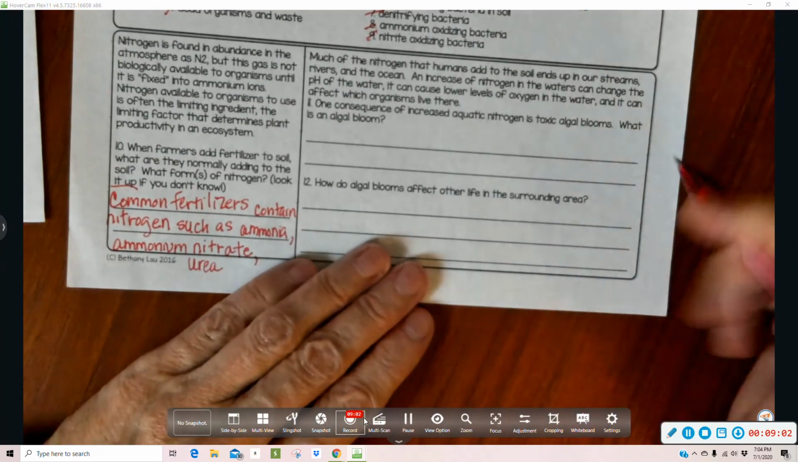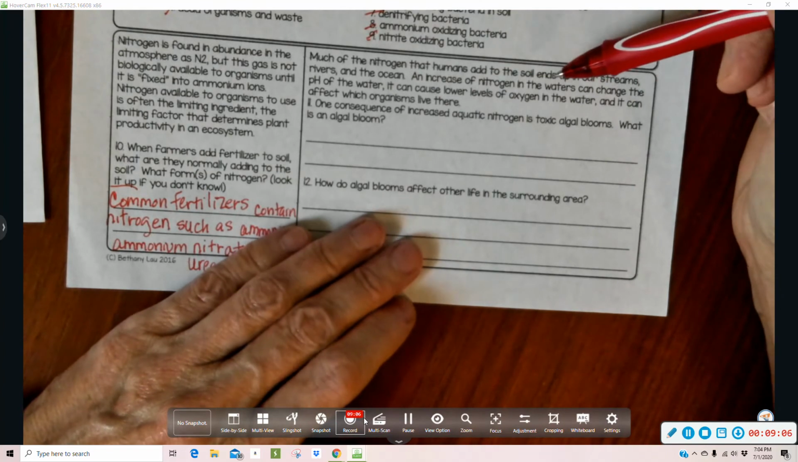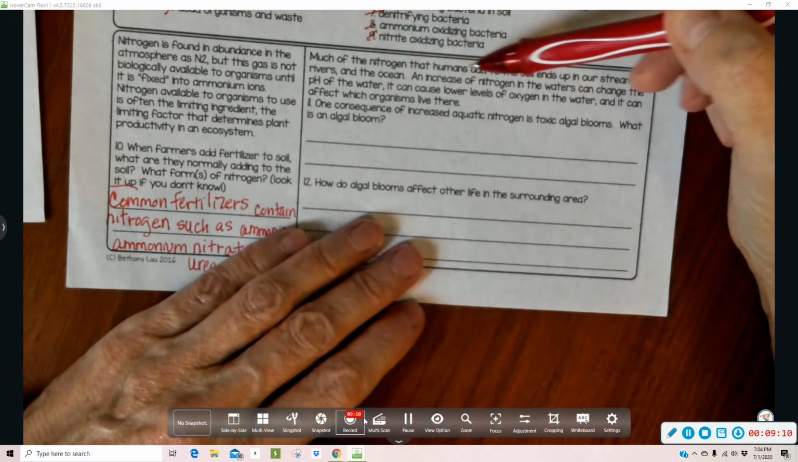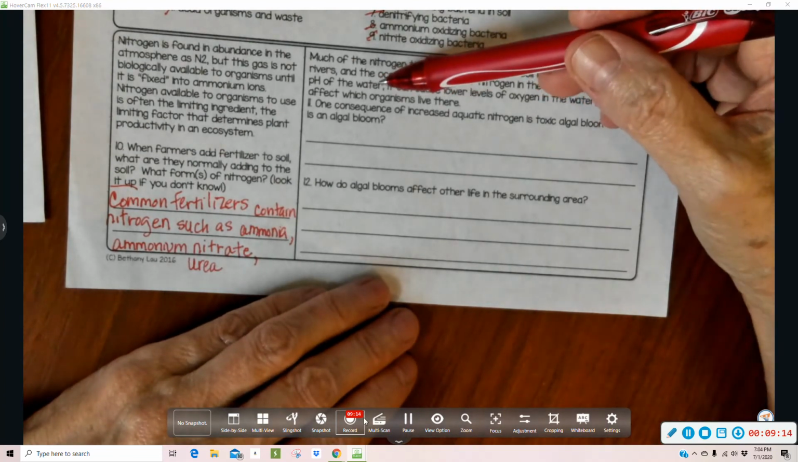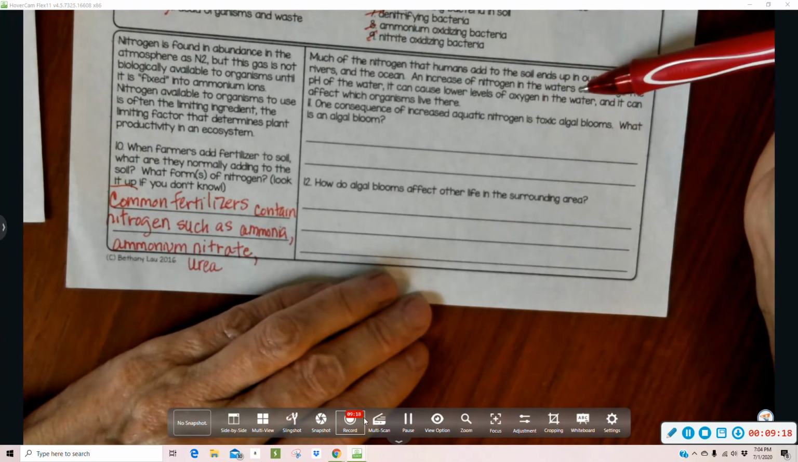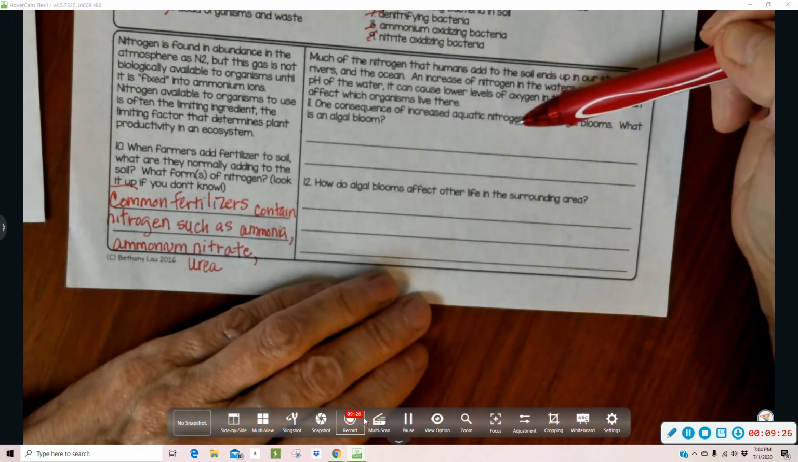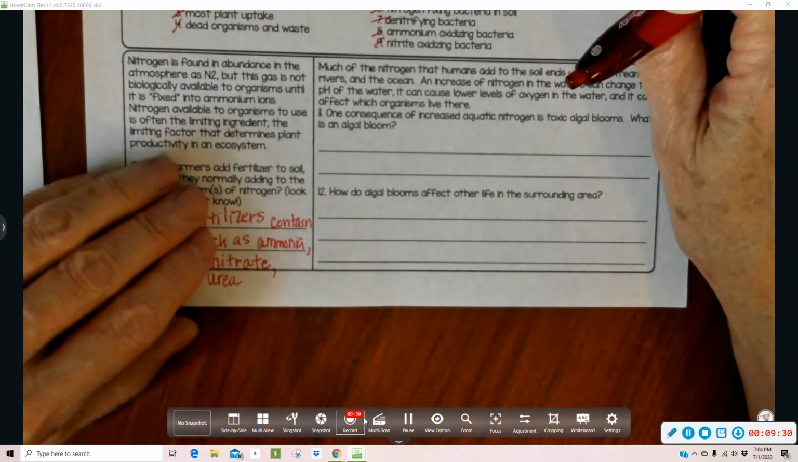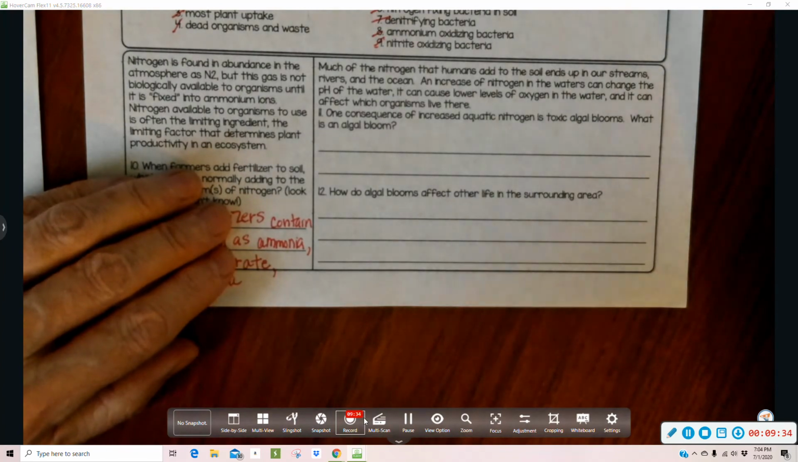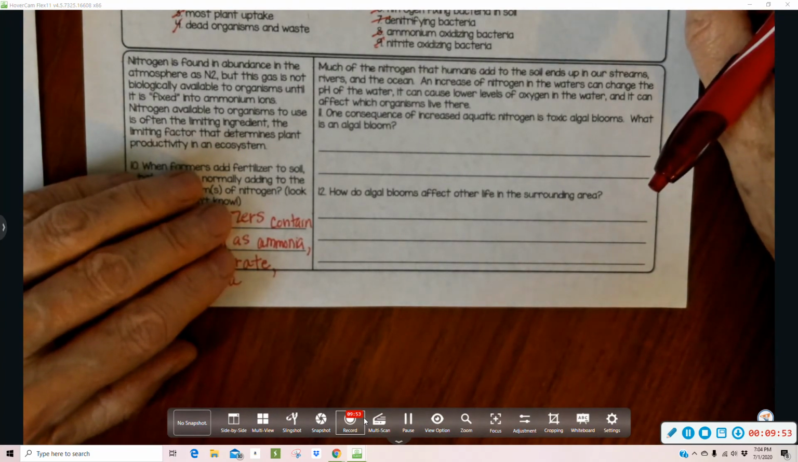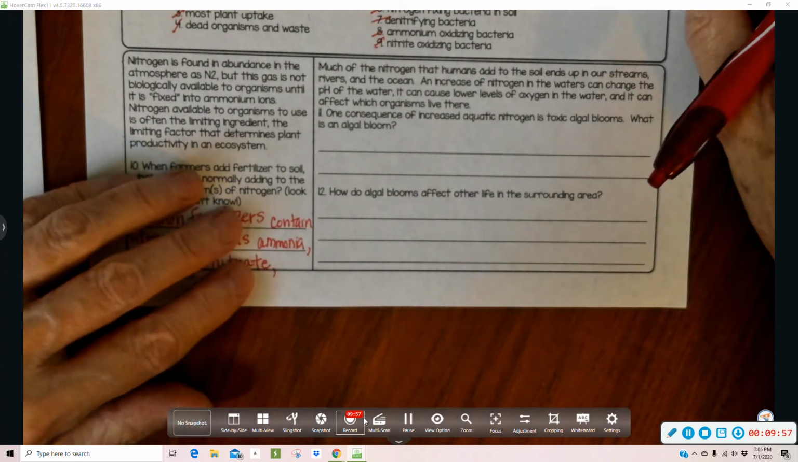Okay, next. Much of the nitrogen that humans add to the soil ends up in our streams, rivers, and ocean. An increase of nitrogen in the waters can change the pH of the water. It can cause lower levels of oxygen in the water, and it can affect which organisms live there. One consequence of increased aquatic nitrogen is toxic algal blooms. What is an algal bloom? Hopefully you would look that up, and you may have seen these. There is a pond in a park, Tom's Park, near Vanguard, and many times when I drive by, especially in the warmer parts of the year, it's covered with a thick film of green scum, which is really an indication of an algal bloom from runoff that contains fertilizers.